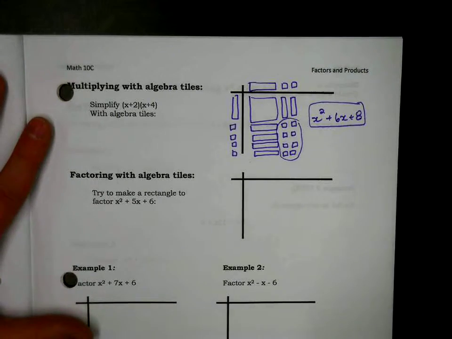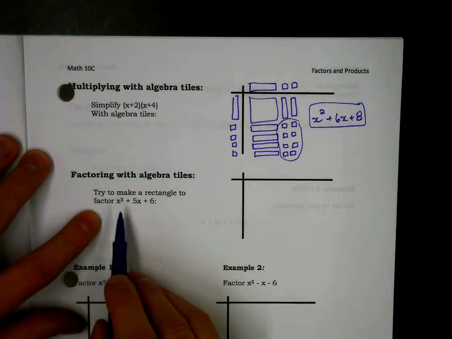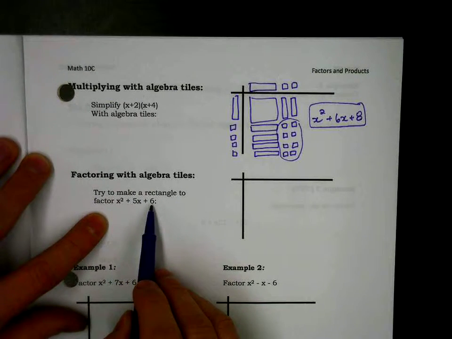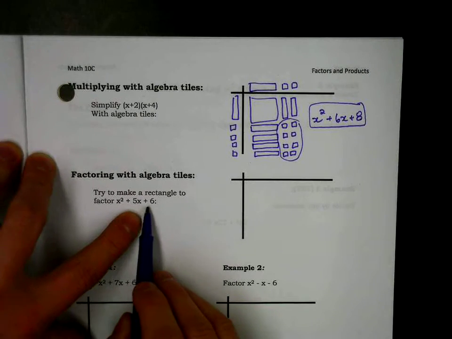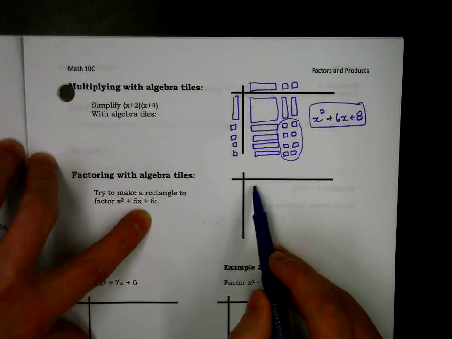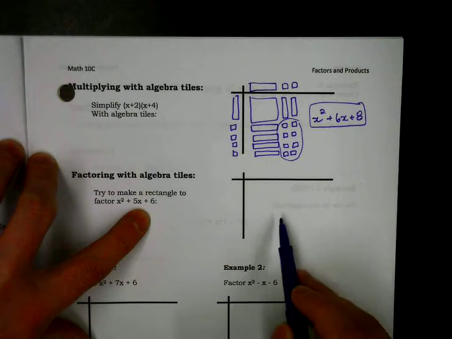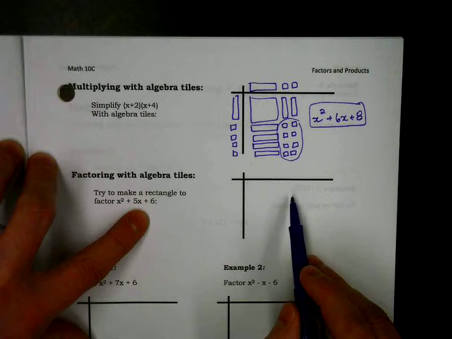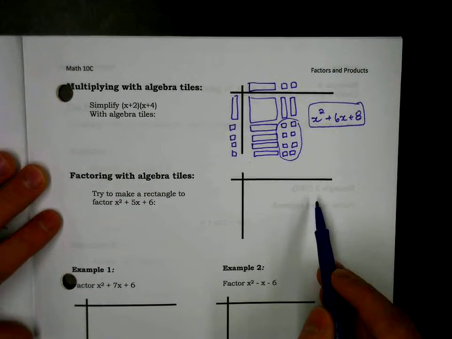So, factoring with algebra tiles. Try to make a rectangle to factor x squared plus 5x plus 6. Your task is to find an x squared tile, 5 x tiles, and 6 singles, and place them in the area location with the x squared in the top left, singles in the bottom right, x's in the bottom left and the top right, and make it a rectangle. You can pause the video if you'd like to try, otherwise I will keep going.